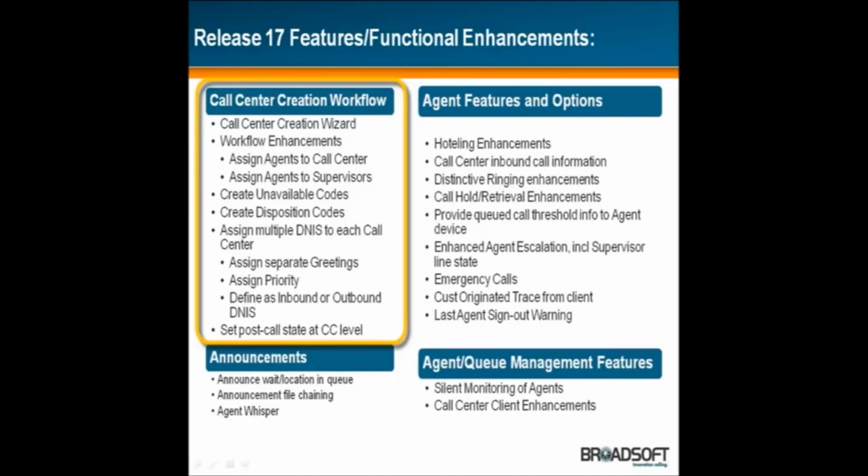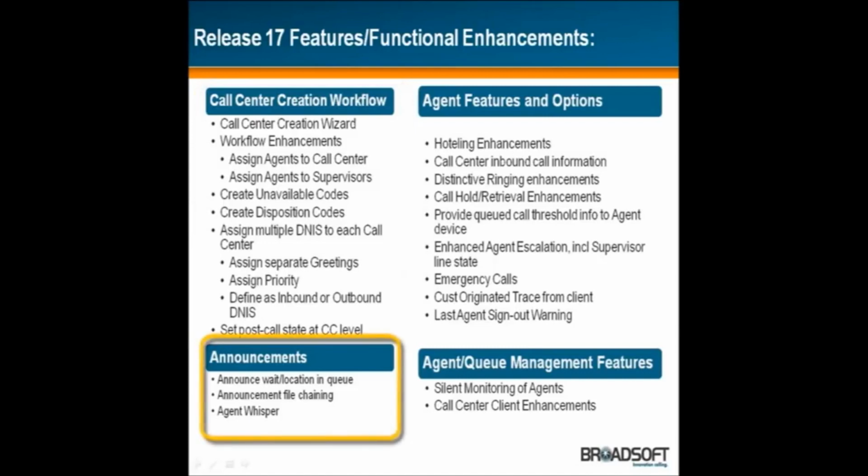They include a new call center creation wizard, new options for assigning agents to call centers and associating agents to supervisors, the creation of new reason codes, including unavailable codes and disposition codes, the introduction to assigning multiple DNIS numbers to a call center, including the ability to assign separate greetings and recordings, priorities, and define if they are associated with inbound or outbound call centers, and various other configuration options.